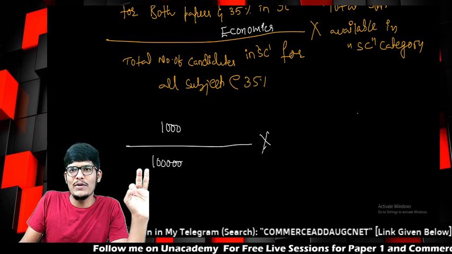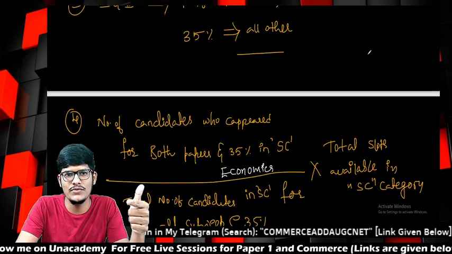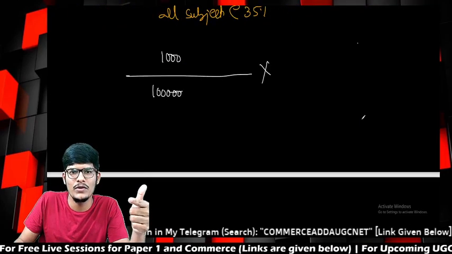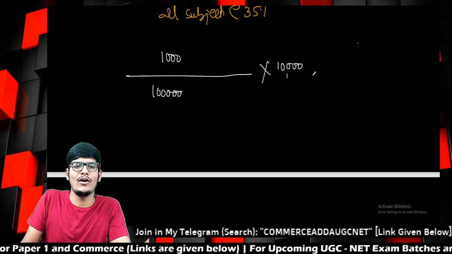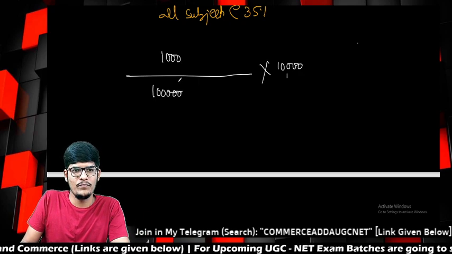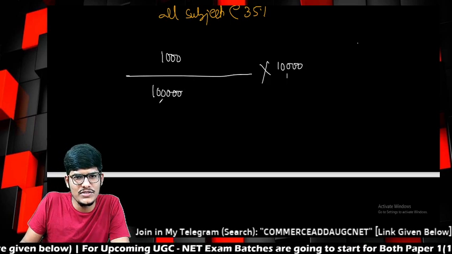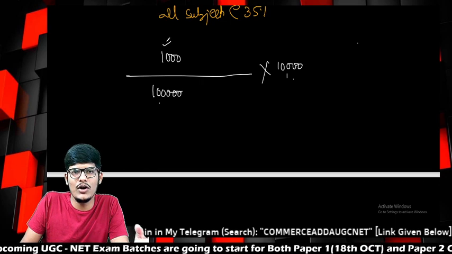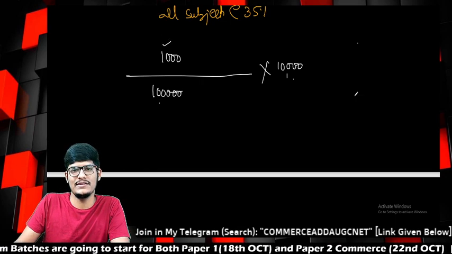That is multiplied by total slots available in the SC category. As per the reservation, out of 6%, how much is available for the SC category? Only 10,000 slots are available. So on these 10,000 slots, how much belongs to economics? That is what we are going to identify. Now here, on the total subjects, which is 1 lakh, 10,000 is the total slots available. These 1,000 candidates are qualified with 35% in economics for SC category.